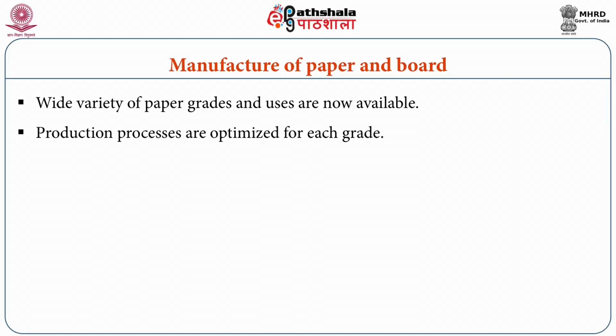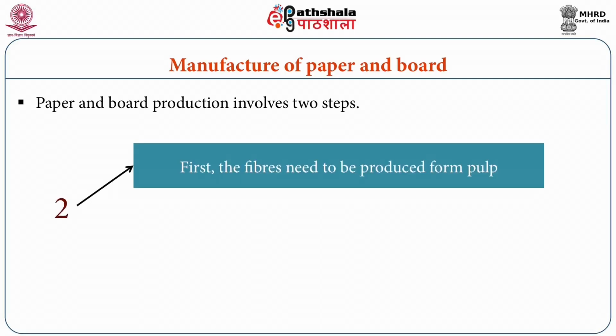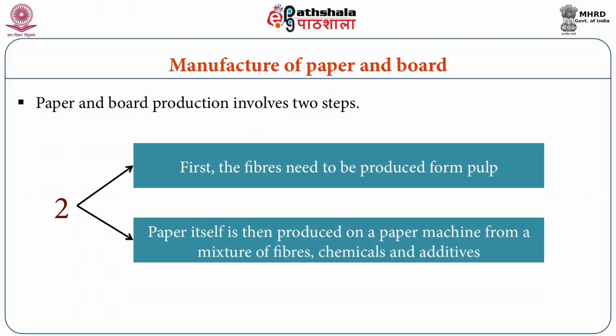There are many variables like raw material consumption, pulp, recovered paper, fillers, pigments, additives, etc., machine size, type of production equipment, and automation level. Paper and board production involves two steps. First, the fibers need to be produced. This is done in a pulp mill where pulp is produced using a chemical or mechanical process. Pulp production can be integrated with paper production, or the pulp can be produced in a separate pulp mill. The paper itself is then produced on a paper machine from a mixture of fibers, chemicals and additives.